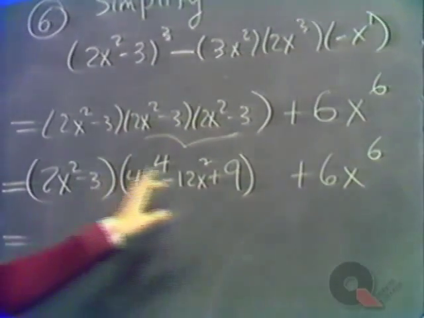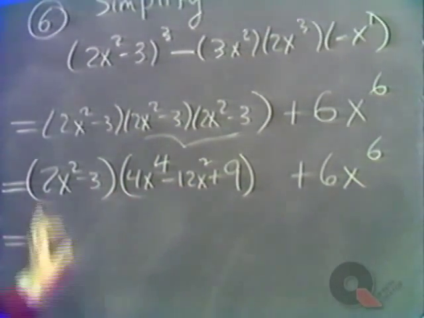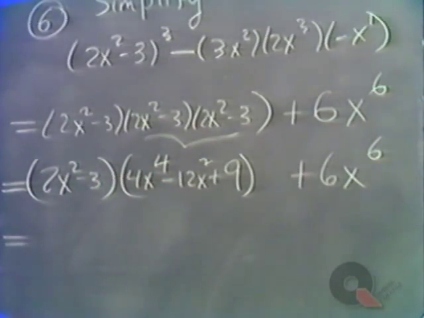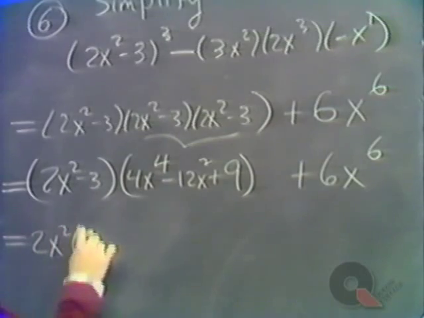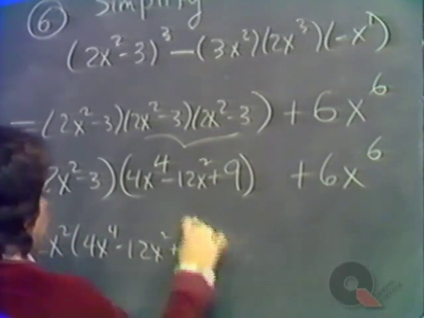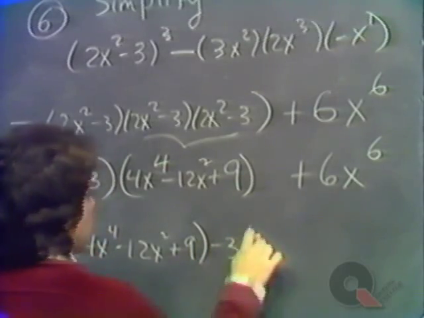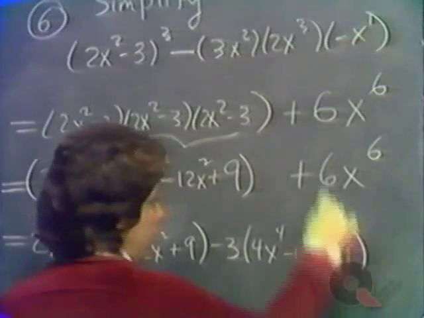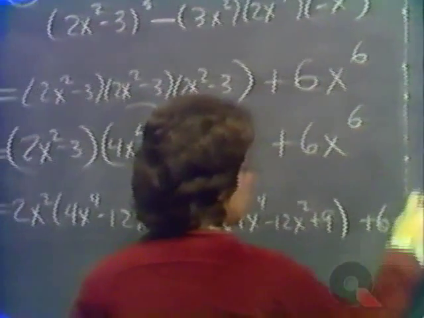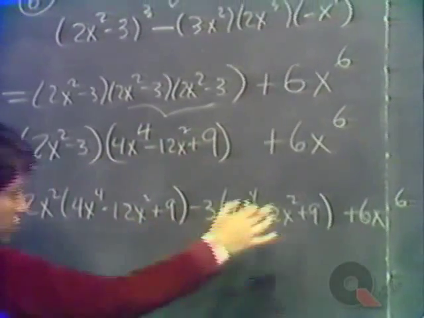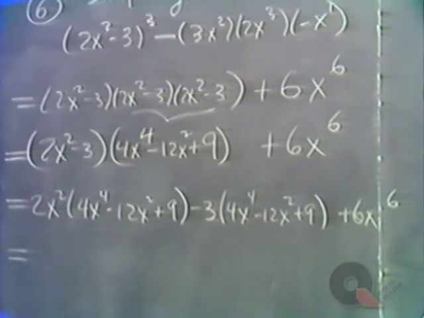And here we're going to use the distributive law. Again, we're going to say this is like a plus b times c, a times c plus b times c. Or 2x squared times 4x to the 4th minus 12x squared plus 9, minus 3 times 4x to the 4th minus 12x squared plus 9, and then plus 6x to the 6th. 2x squared times this minus 3 times the same thing.